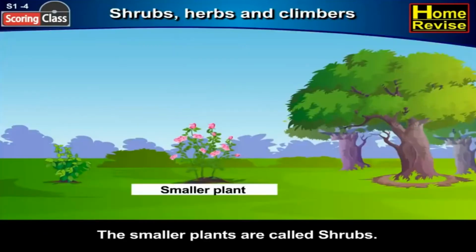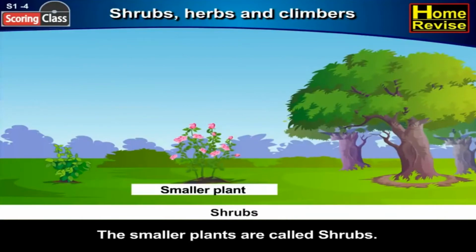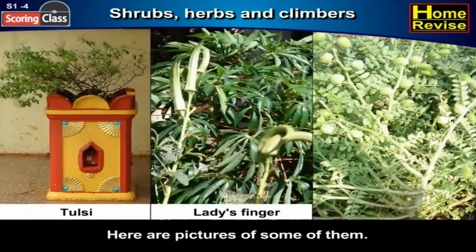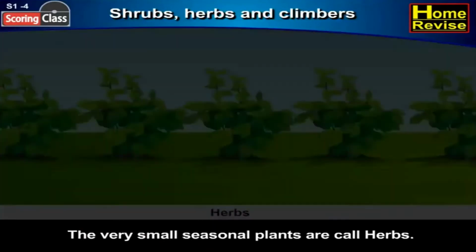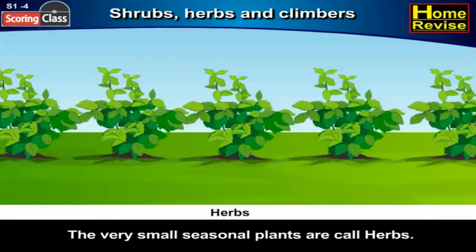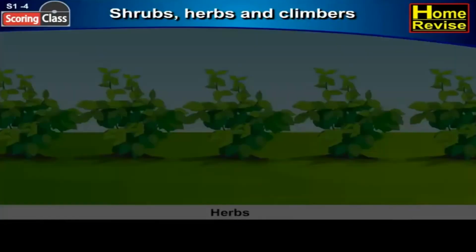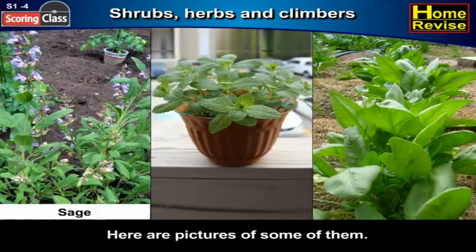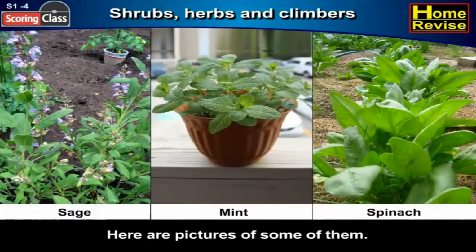Shrubs, herbs, and climbers. The smaller plants are called shrubs. Here are pictures of some of them. Tulsi, lady's finger, gram. You know, the very small seasonal plants, they are called herbs. Here are pictures of some of them. Sage, mint, spinach.